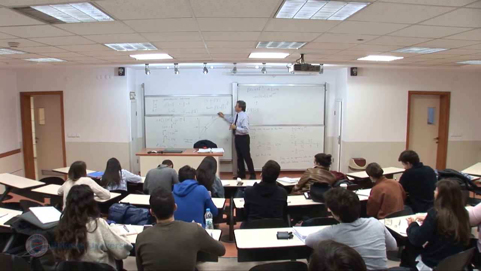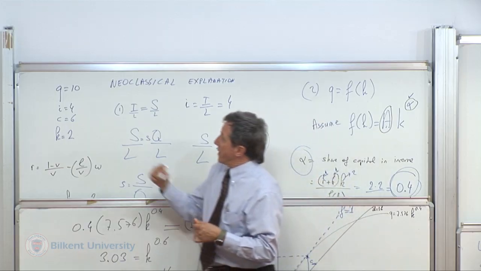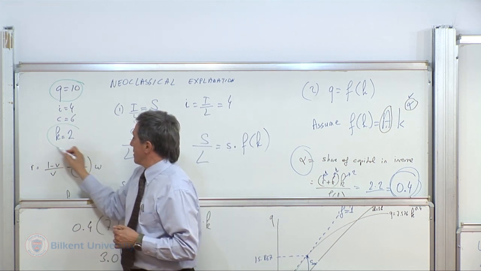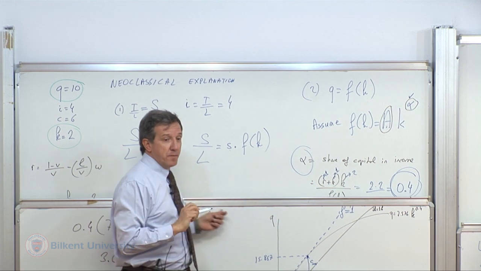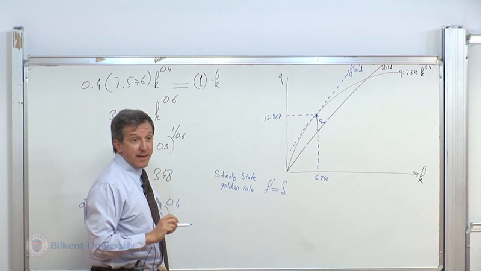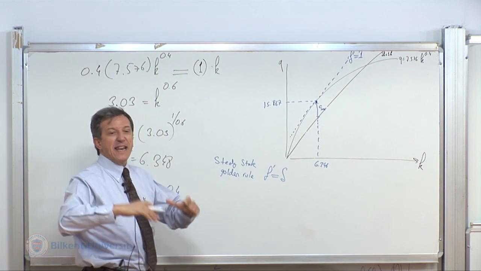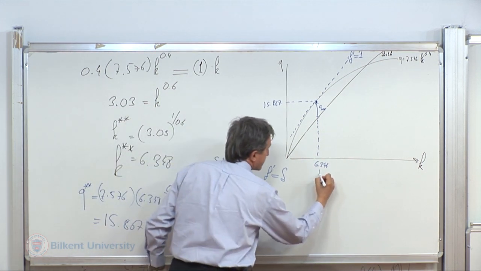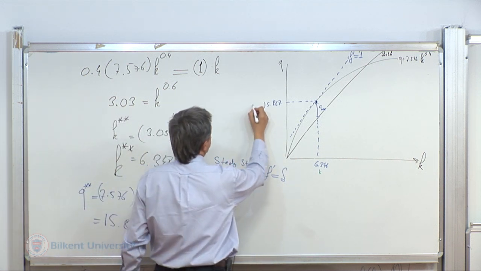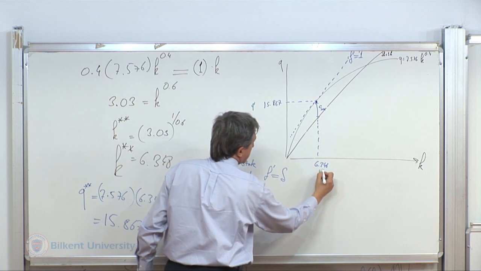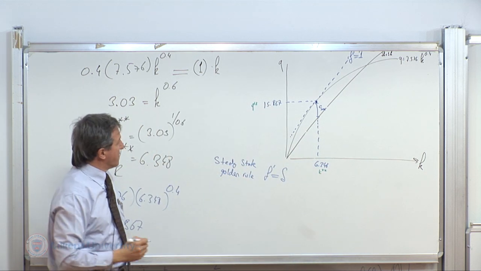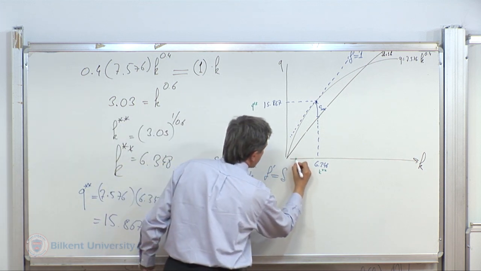Where were we to begin with? We started from an economy with 10 units of output and a capital-labor ratio of 2. We ended up in an equilibrium where K is 6.3 something, and output under the optimal equilibrium is 15 units. We started somewhere from K is 2.